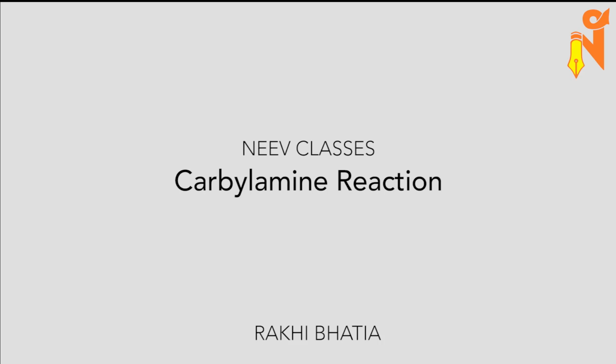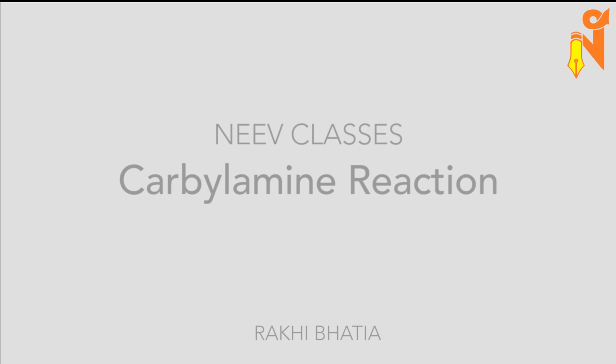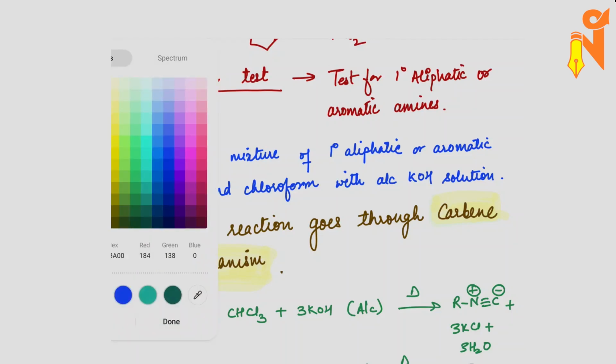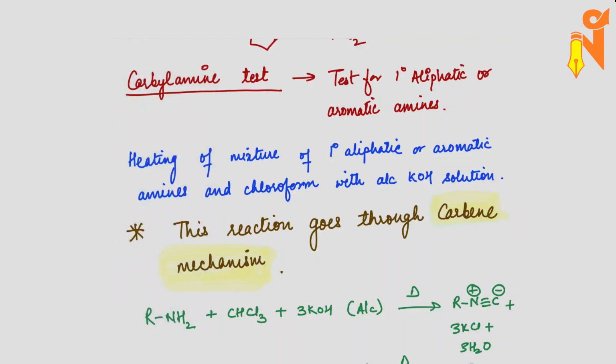So everyone, let's start with the carbylamine test. The carbylamine test is again a very important test of nitrogen containing compounds, and especially this is one of the few reactions in which isocyanide forms. We have not seen the reactions where the formation of isocyanates takes place. So this is the reaction where we will see the formation of isocyanide.